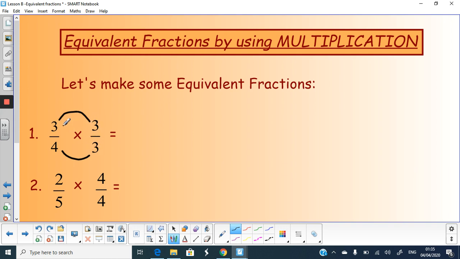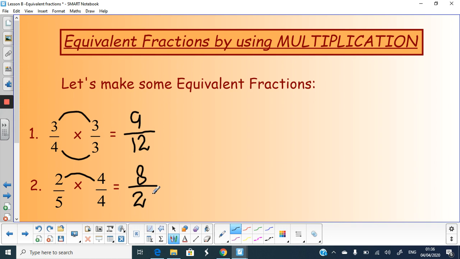So when you multiply them, what is 3 times 3? 9, okay? And what is 4 times 3? 4 times 3 is 12. Okay, so 9 over 12 is an equivalent fraction of 3 over 4. In the same way, if I take another fraction, which is 2 over 5, and I multiply it with 4 over 4, what will I get? 2 times 4 is 8 and 5 times 4 is 20.